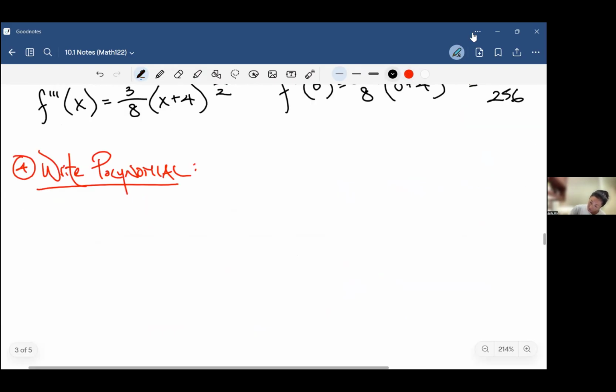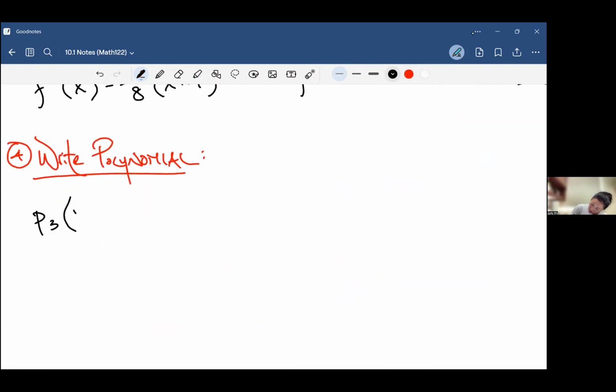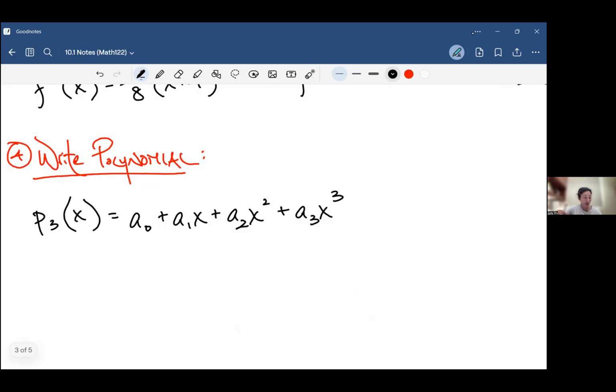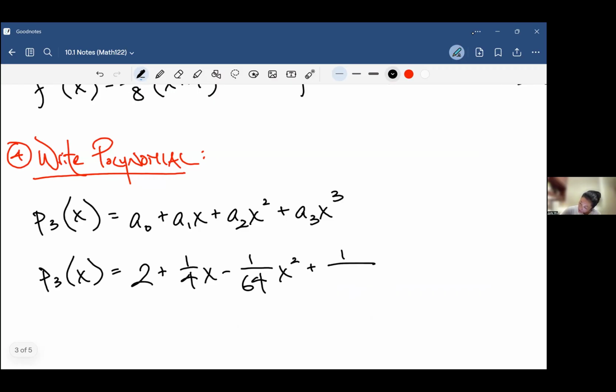Okay, so P3 of x, that's how we know it's a third degree polynomial. P3 of x is going to equal A0 plus A1x plus A2x squared plus A3x cubed. And I'm going to plug in all the numbers that I just found. So we have P3 of x is 2 plus 1/4 x minus 1 over 64x squared plus 1 over 512x cubed.